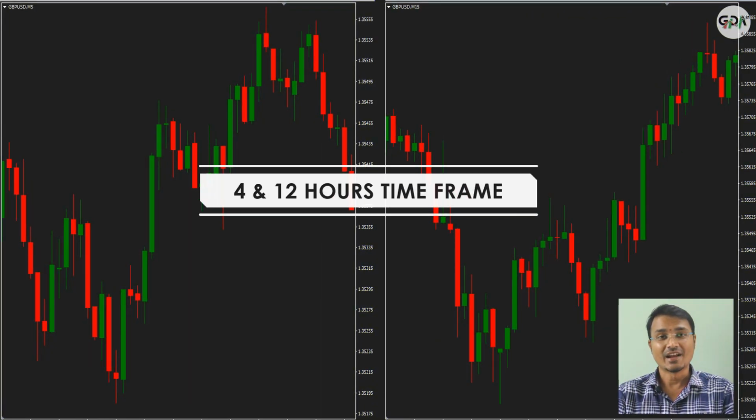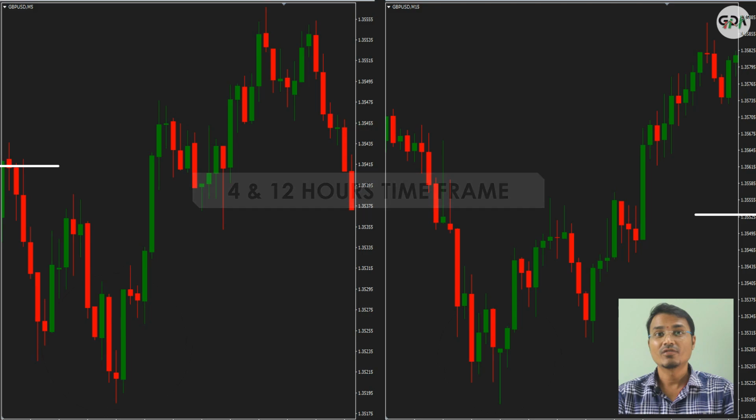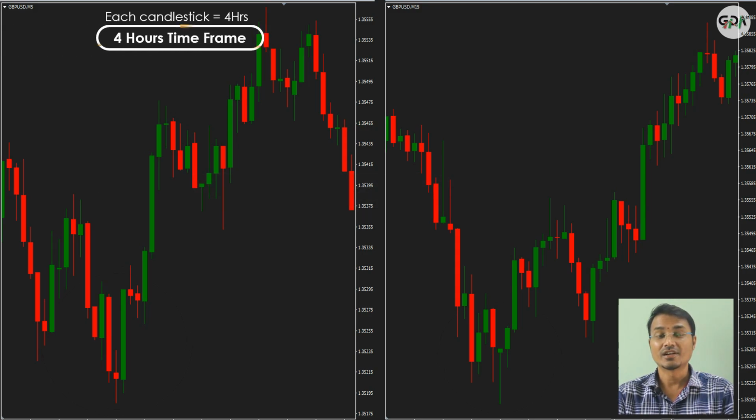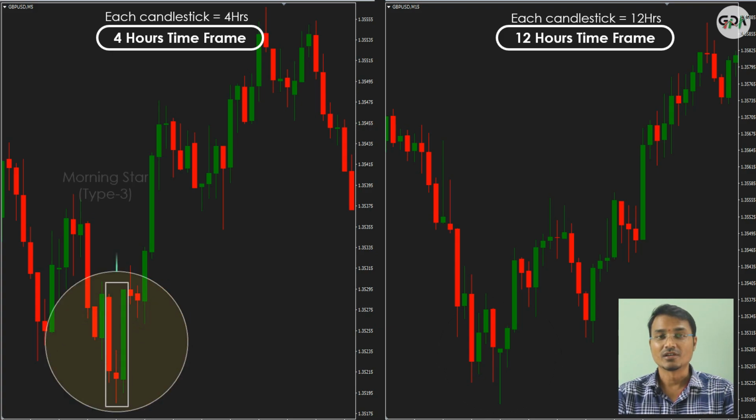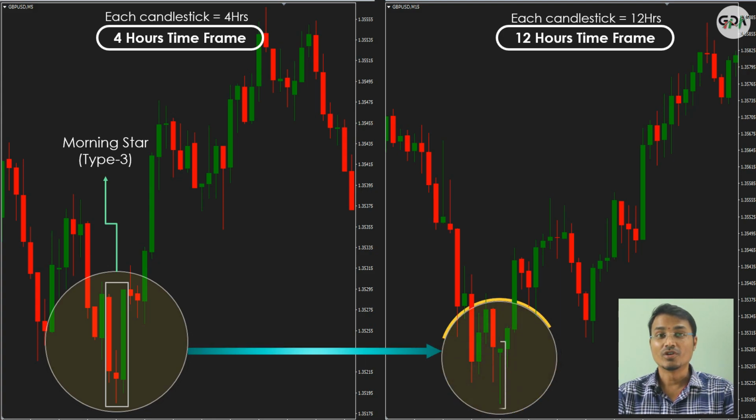Now we will see another example. This chart is 4-hour time frame. Each candlestick contains 4 hours, and this is 12-hour time frame. Each candlestick represents 12 hours. At the bottom of the chart, we see the formation of Morningstar, which is 3 candle bullish reversal pattern in 4-hour time frame. To combine the candlesticks, we need to compare with 12-hour time frame. Here, hammer is formed at the bottom of the chart, which is replica of Morningstar in 4-hour time frame.